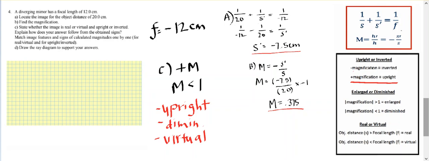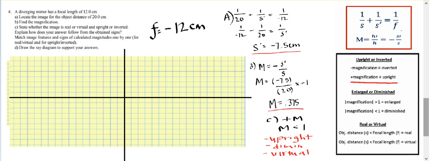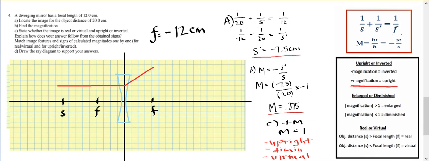Lastly, we are asked to draw the ray diagram that supports our answers. So first we need to start by drawing our axes. Next we need to draw our lens in the middle at the origin. And now we will mark our focal lengths, each at 12 centimeters from the center of our lens. We were also given our object distance at 20 centimeters. So for our first ray, we draw it parallel and then reflected away. However, if you remember the dotted line, it should, from the image, reflect back through the focal point.